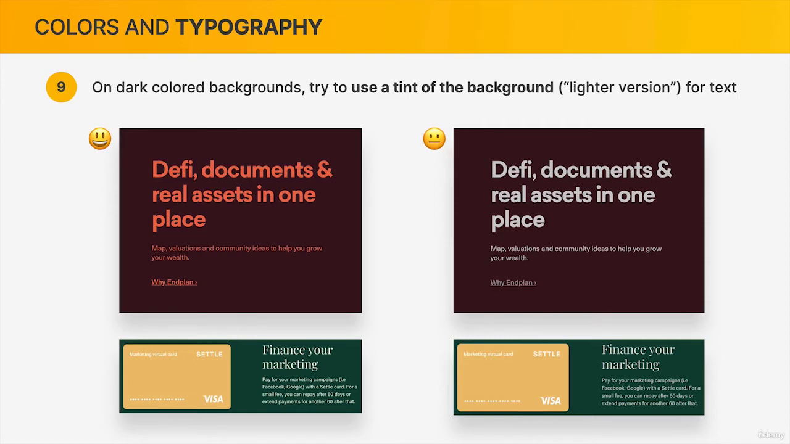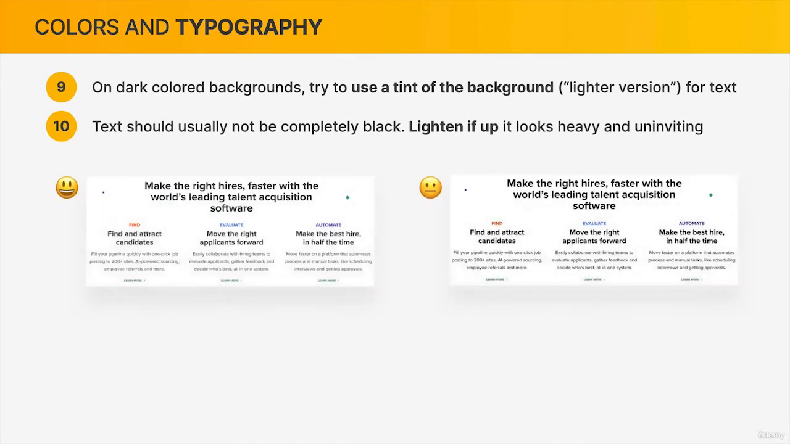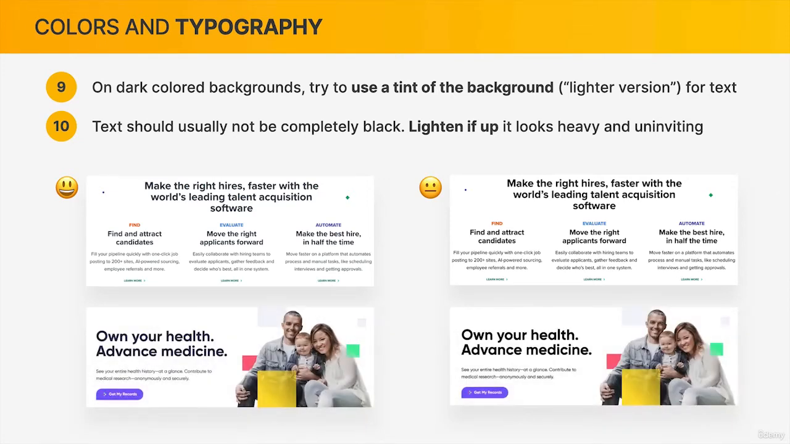Now another one is that text should actually not be completely black. Like in this example here, the text on the right side looks quite heavy and uninviting to read. And so we should lighten it up and use some kind of dark gray color. And the same is true here in this second example once again, where I think that the one on the left looks a lot nicer than the one on the right. And again, you might think that this is a very subtle difference, but it makes all the difference when you combine it with all the other design guidelines that I'm showing you here.